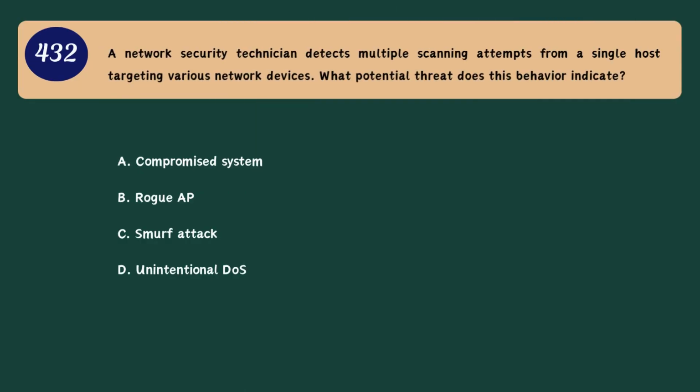Question 432. A network security technician detects multiple scanning attempts from a single host targeting various network devices. What potential threat does this behavior indicate? A. Compromised system. B. Rogue AP. C. Smurf attack. D. Unintentional DOS.